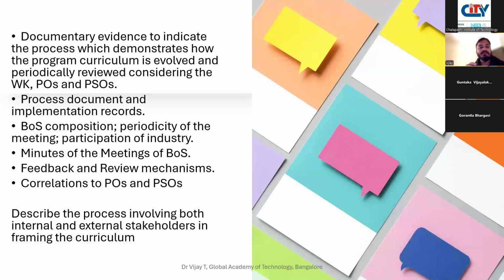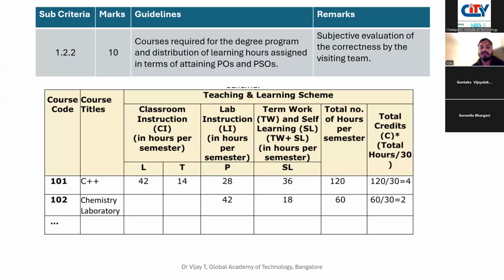BOS composition: once in a year, how many times the BOS is going to meet, what you are going to decide, and what is the involvement of industry and the university representative in this. Minutes of the meetings have to be maintained, along with feedback and review mechanisms, and correlation to POs and PSOs, which you are going to showcase again here.